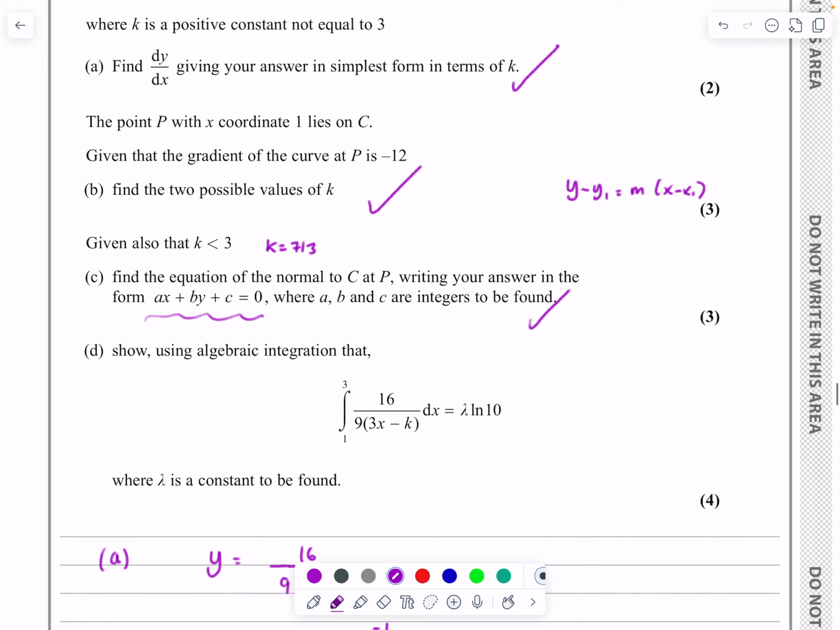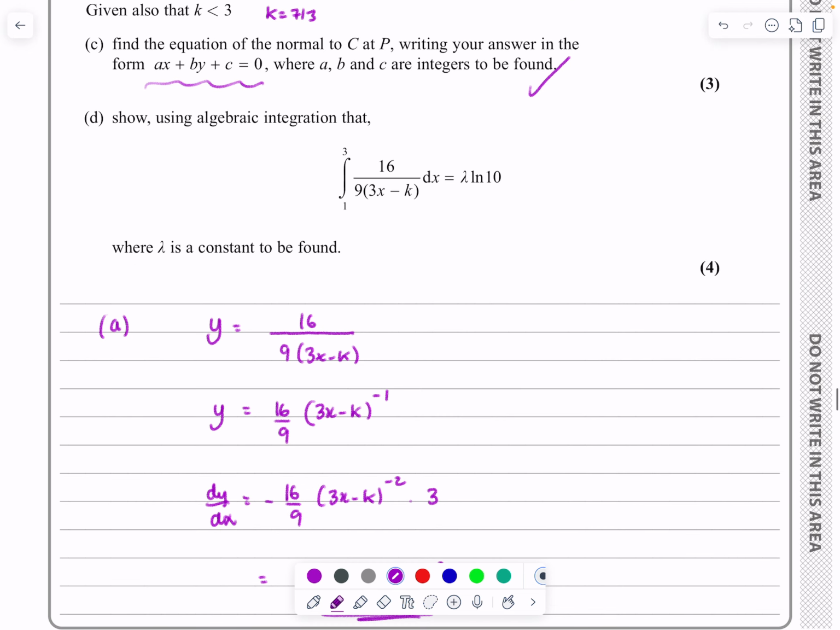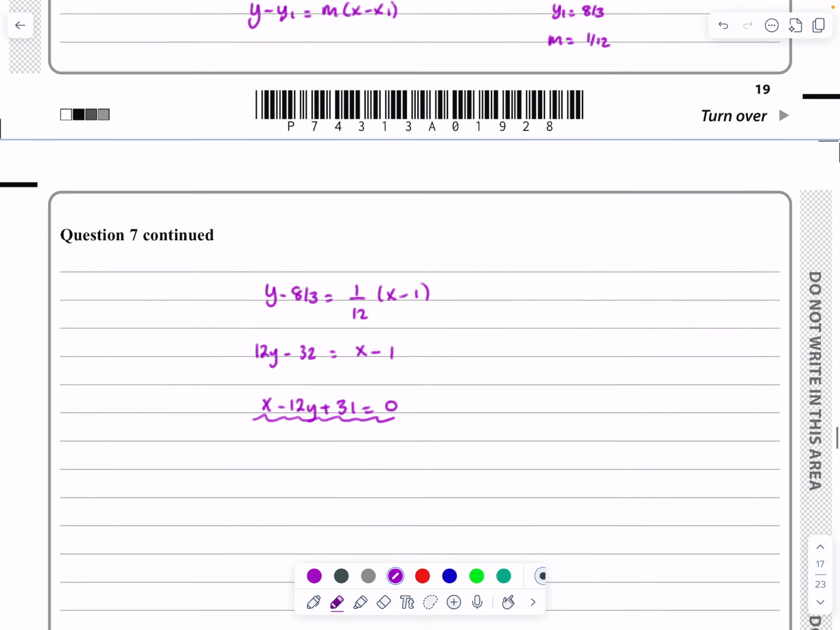So finally, on to the last part. Use algebraic integration to show that the integral between 3 and 1 of this function works out to be lambda log 10, and then work out what lambda is. So we just need to be careful at the end of going through this that we have it in the right format when we get there. But part D.